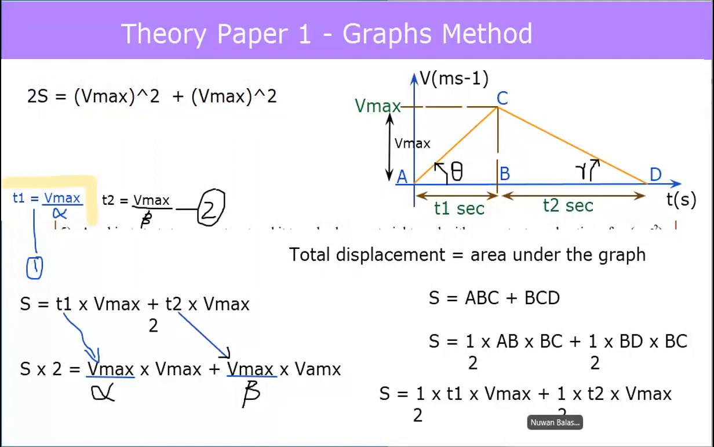How do we simplify this further here? First Vmax square divided by alpha, second Vmax square divided by beta. Can somebody tell me the next step that I should do here? Think.